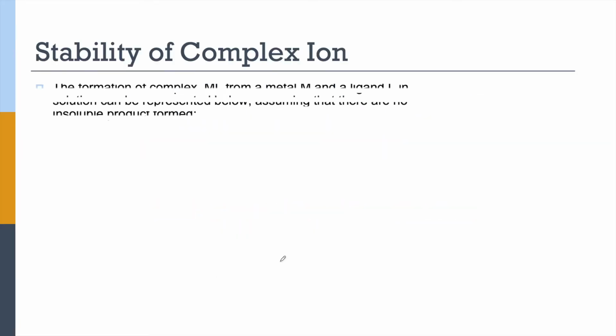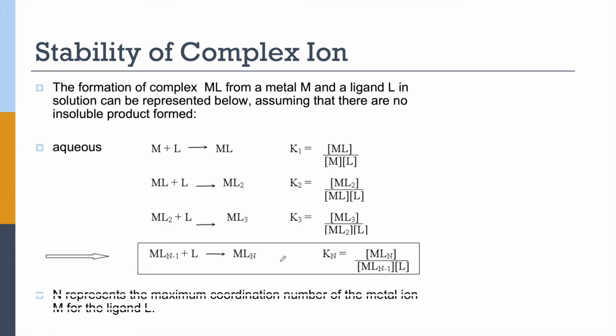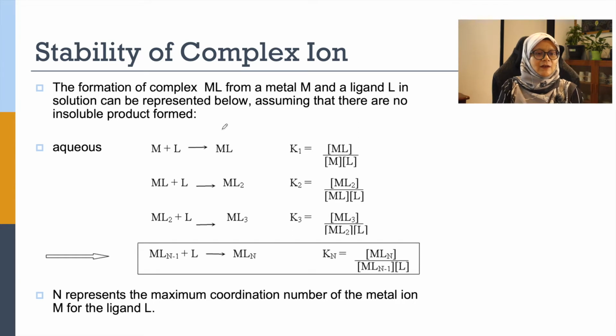So for today, we are going to discuss our new topic, which is stability of complex ions and chelate effect. In this topic, we have three parts, and this is part 1, where we will discuss the stability of complex ions. Here we have the formation of complex ion ML from a metal M and a ligand L in solvent that will become a solution, which can be represented below.